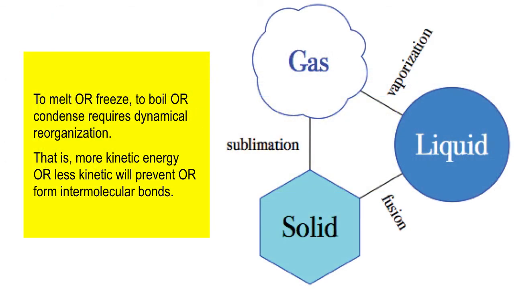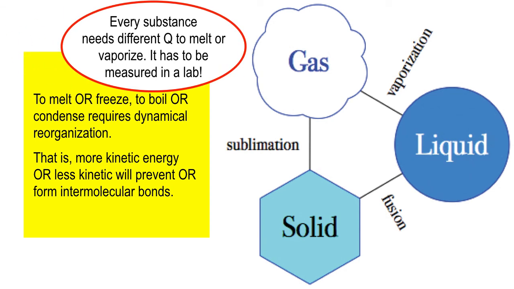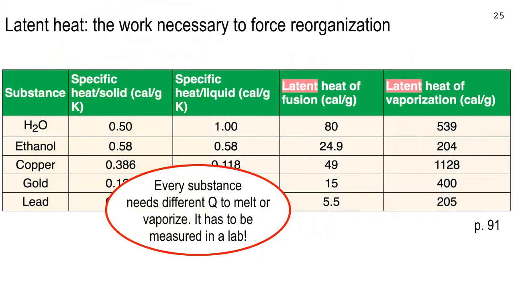Now, back to this one. As I've mentioned, for boiling points and melting points, everything is different. Every substance has to be measured. Same thing with this. The amount of energy to melt a gram of anything, the amount of energy to vaporize a gram of anything, it's tough to predict, but you just measure them in the lab. So for this table here, this is from page 91, and we're going to focus on the last two columns, latent heat of fusion and latent heat of vaporization.